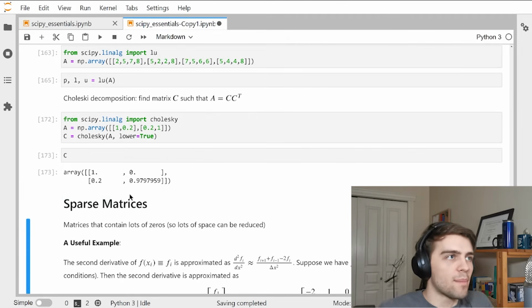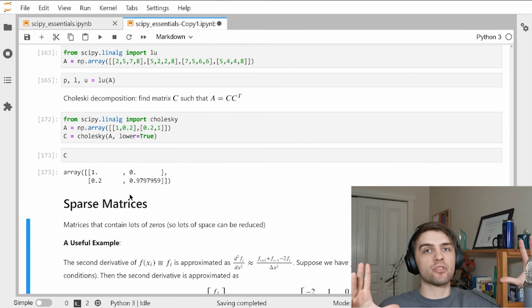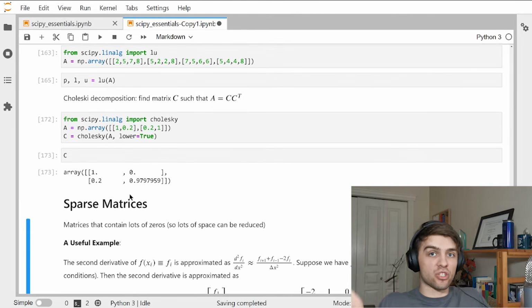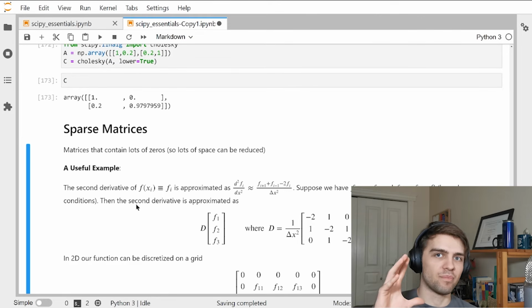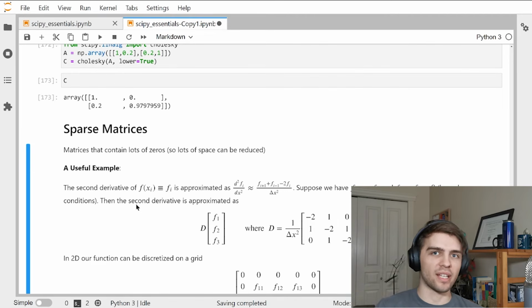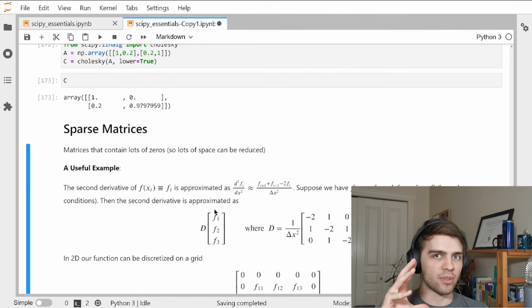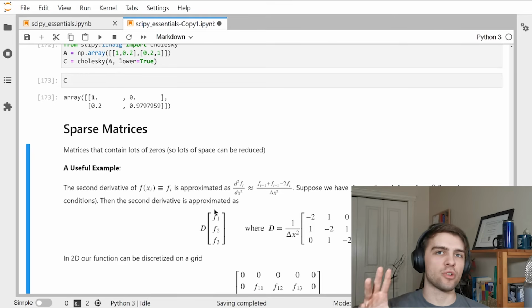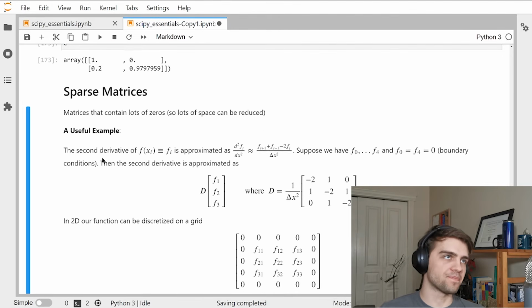Now, what I've used in many of my videos are sparse matrices. These come in handy when you have really, really big matrices that your computer can't actually store because there's too many variables. But because there's so many zeros in these matrices, you don't need to store all that information. That's what sparse matrices mean, matrices that contain lots of zeros, so lots of space can be reduced. I want to give a useful example here that has to do with my videos. I encourage you to watch my one-dimensional Schrodinger equation video and my two-dimensional Schrodinger equation video. But I'll go over this example here.